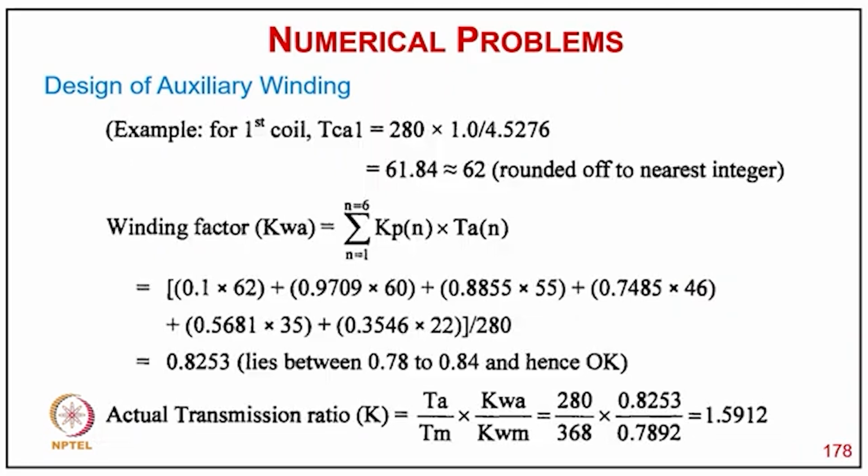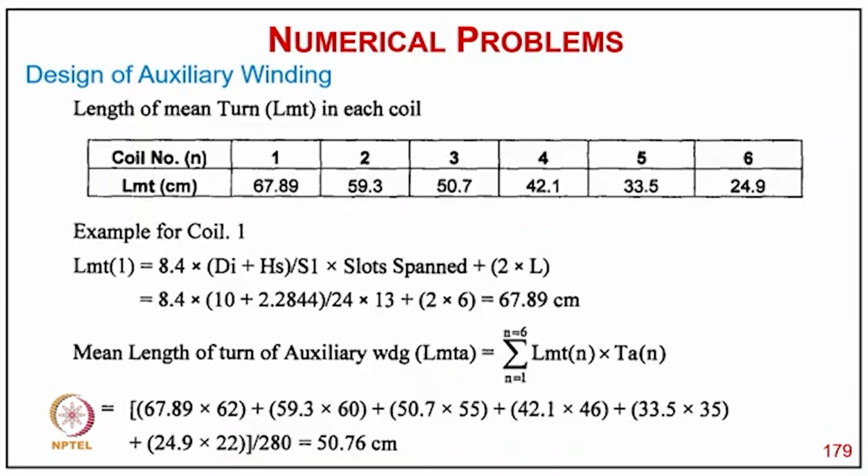And then typically for the first coil an example is given here, so it comes to 62, and the winding factor from this calculation comes to 0.8253, which is of course above 0.7284, so hence it is okay. The actual transformation ratio, putting in the values here, comes to 1.5912, and the length of mean turns for all the typically 6 coils is given here, and you can find out the average.